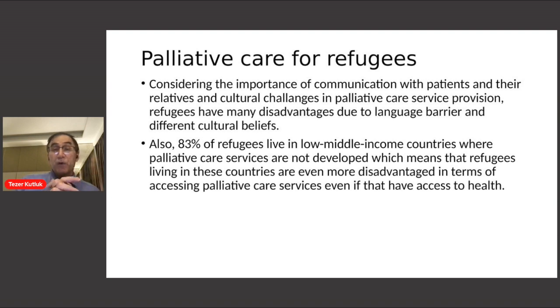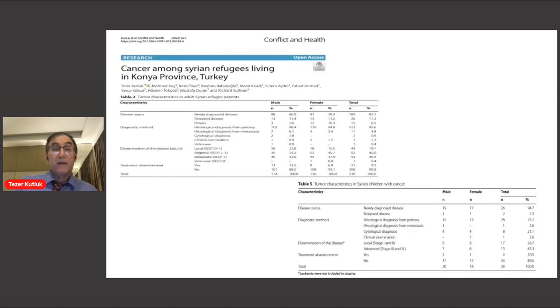considering the importance of communication with patients and their relatives and cultural challenges in palliative care service provision, refugees have many disadvantages due to language barriers and different cultural beliefs. Also, 83% of the refugees live in low-income countries where palliative care services are not developed, which means that refugees living in these countries are even more disadvantaged in terms of accessing palliative care services. It is hard to read, but I will give a quick summary.